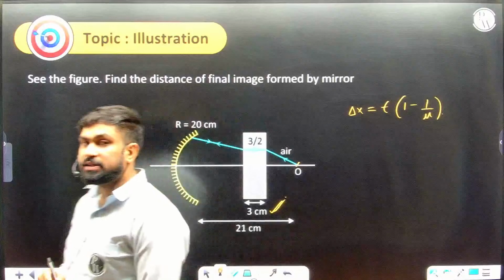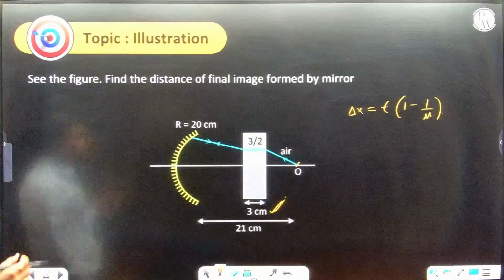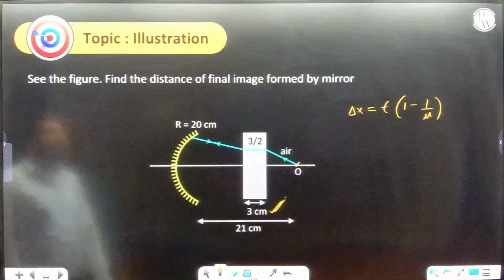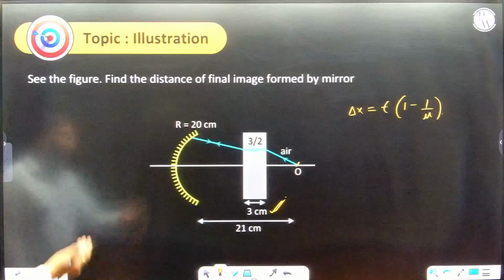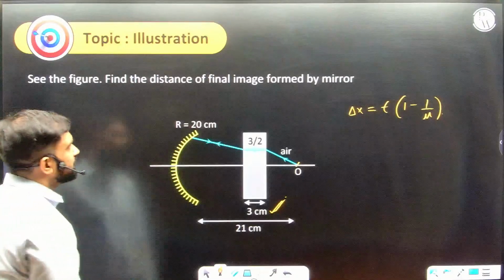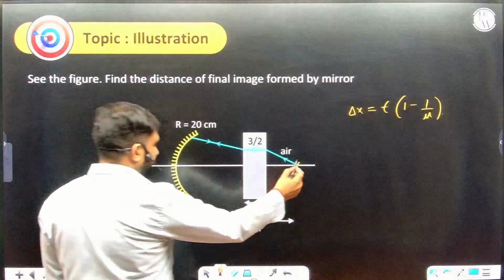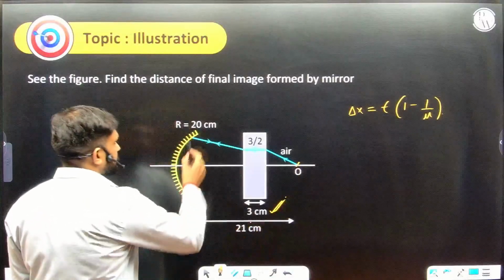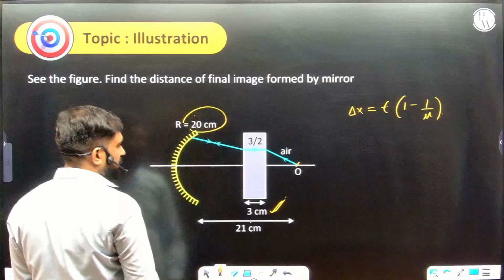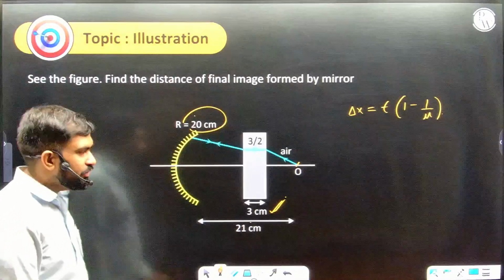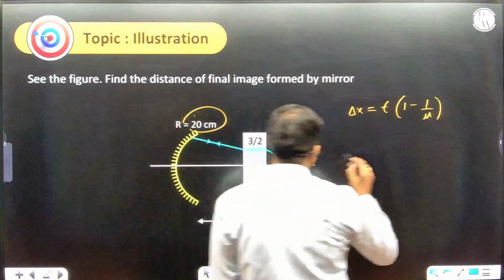If you know the refractive index and the thickness, then you can easily get the delta x. Find the distance of the final image formed by the mirror, from the mirror. Object is placed at 21 centimeters. Radius of curvature is 20. That means focal length is 10. Let's find out what is delta x here.